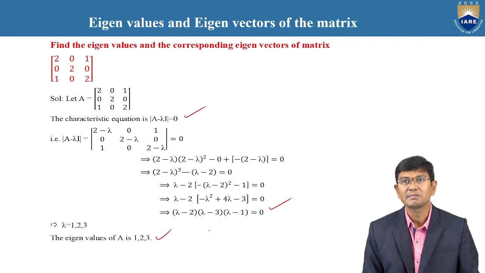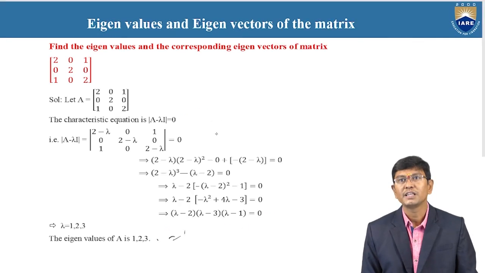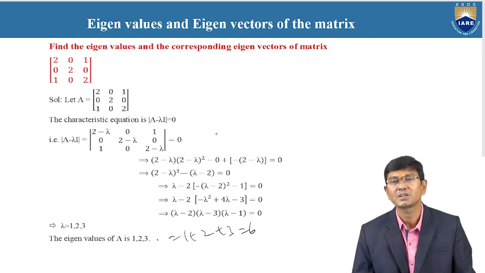Here also, if you need a cross verification, 1 plus 2 plus 3 is equal to 6. Therefore, the trace of the matrix is also clearly 6.